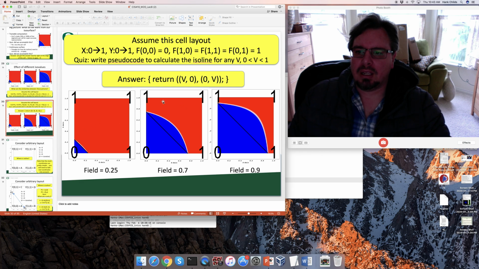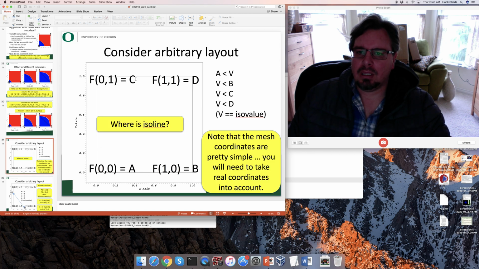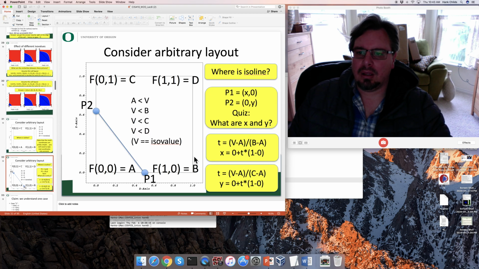And then we started making it even more general, where instead of having field values of 0, 1, and 1, we had field values of A, B, C, and D, but A is less than the iso value and B, C, and D are greater than the iso value. And then we were able to calculate, using our linear interpolation formula, exactly where these endpoints would lie.